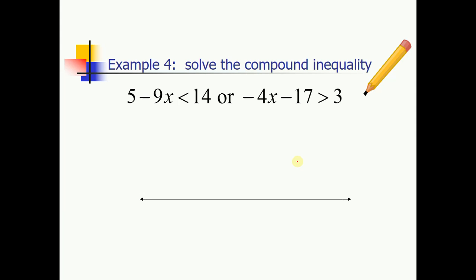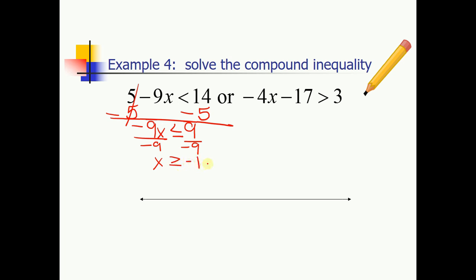Now let's try an or inequality. First things first, work on one problem, solve it, and then do the same thing on the second one. So I'm going to solve this one here. So I got 5 minus 5, 9x less than or equal to 9, divide by -9. Oh, I divided by a negative. Let's make sure we flip the sign. So I'm going to get x is greater than or equal to -1.